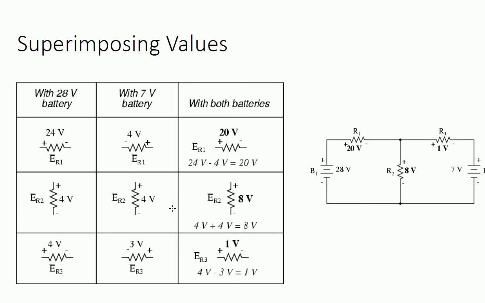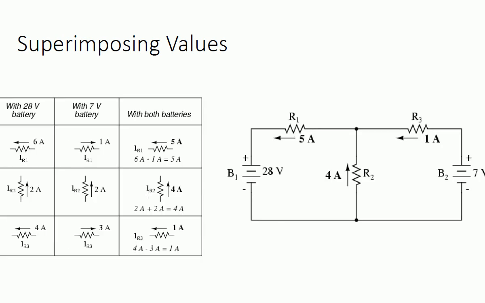And then here we've got 4 volts and 4 volts, so that gives us a total voltage of 8 volts, which we get into the load, which is here. And again, you can see the polarity is the same for both calculations with both batteries. And therefore, to get 8 volts, we have to add them up. So that's superimposing the values for voltage.